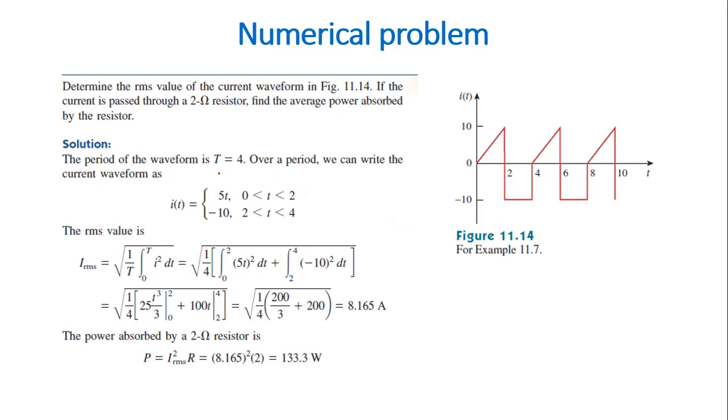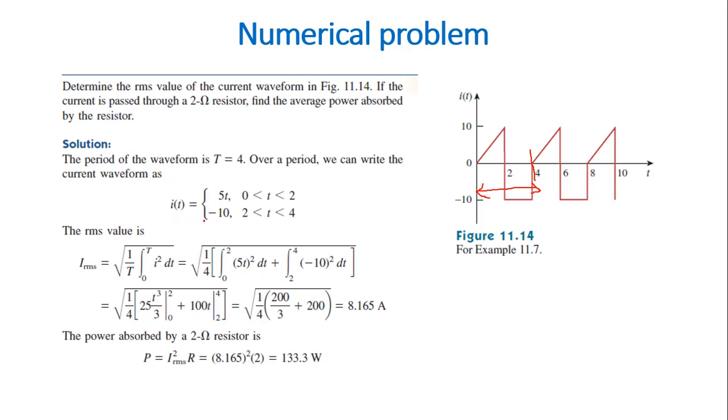The period of the waveform is, you can see that t is equal to 4. At t equal to 4, the signal completes one cycle. So we consider 0 to 4 as our period, right? 0 to 4 is one period. So we have to express this waveform mathematically.